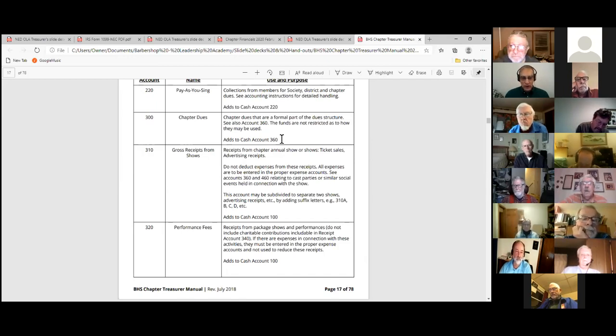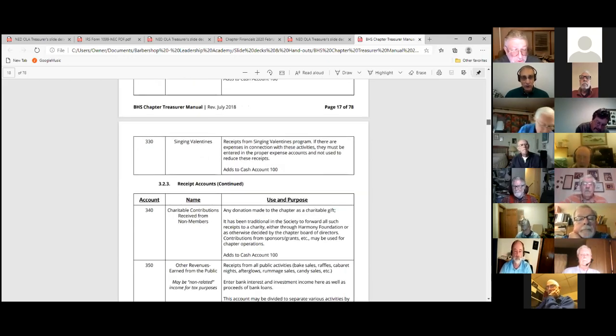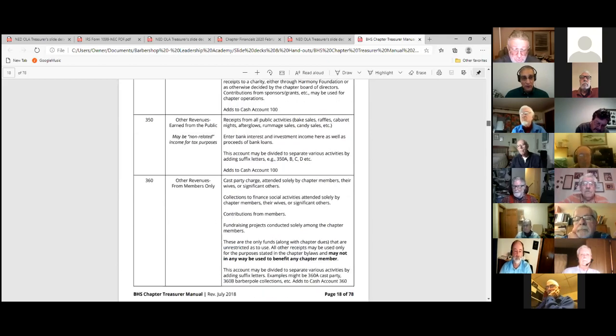Remember that dirty word, inure. No monies can inure to the benefit of a private individual. And yet money comes in that we can do anything we want with. Chapter dues coming in through account 300 and social, other revenues from members only. That's another misnomer I'll discuss in a second. That can go into the social fund. Alan, those are monies that you can use for anything. You can spend them foolishly if you want.